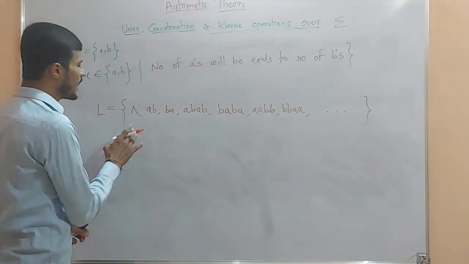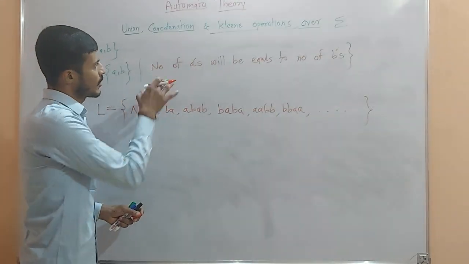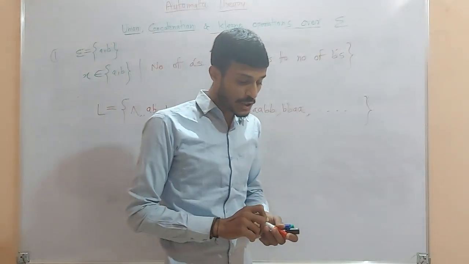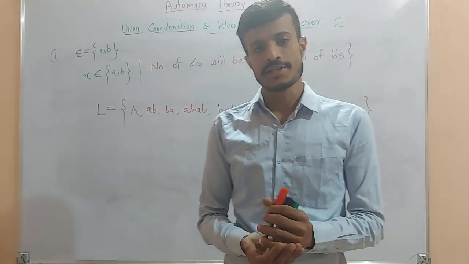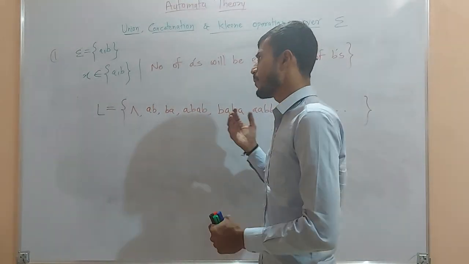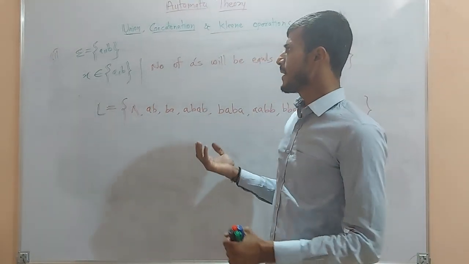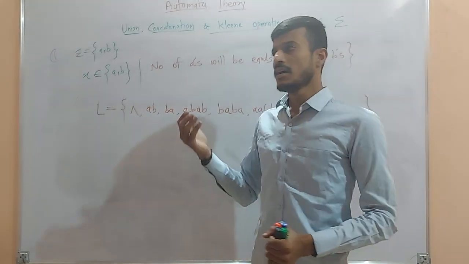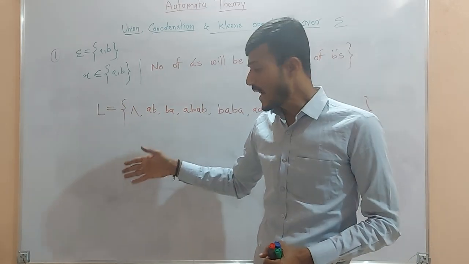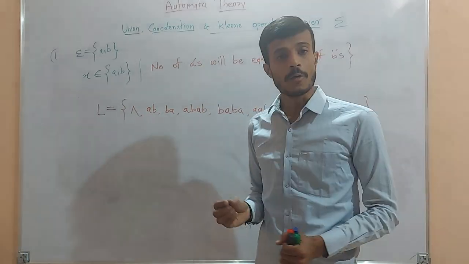Okay, so I hope that you have got this idea with respect to union, concatenation and Kleene operation over the alphabet summation, as well as what is meant by Kleene closure, what is meant by positive closure, what is meant by union, concatenation and Kleene with respect to the associative law, commutative law and idempotent law.